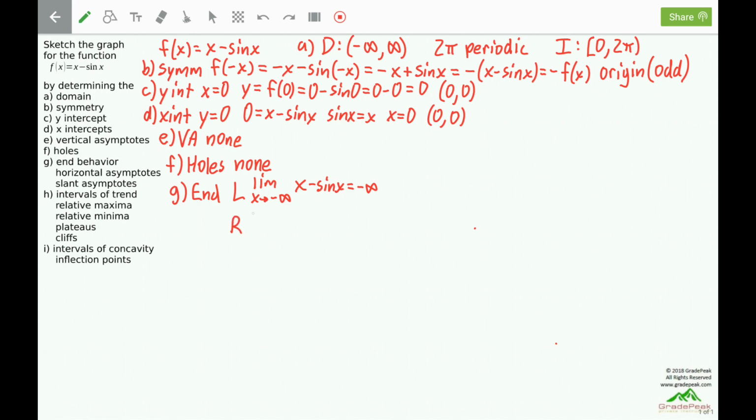We can determine the right end behavior by taking the limit as x approaches positive infinity of the function. Again, only the highest power term matters here. Sine x is an oscillating function, so only x matters. Plugging in positive infinity will give positive infinity.